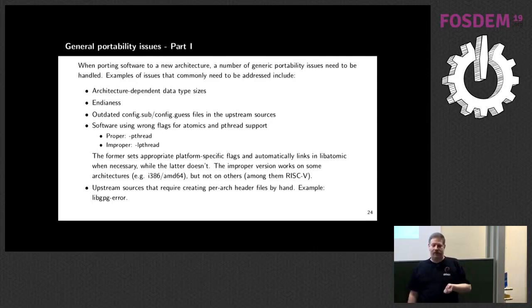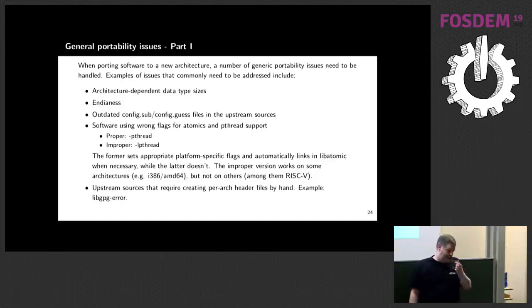A very common occurrence is that upstream ships outdated config.sub and config.guess autoconf files. The FSF recommends that autoconf users should always regenerate config.sub and config.guess from current upstream so that new architectures automatically get supported. But many upstream authors just put the versions they have used when building the release tarball, which are old and don't know about RISC-V, so we had to replace those.